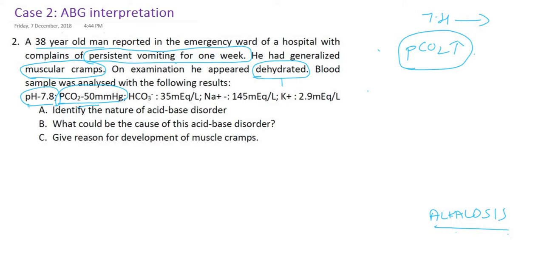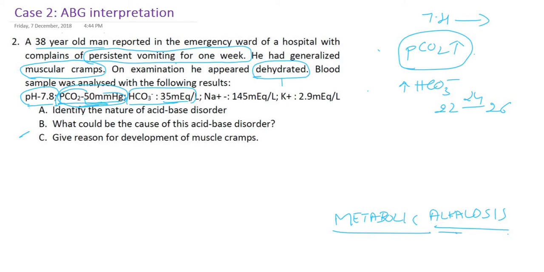We know that if PCO2 is increased and pH is less, then it is respiratory acidosis. But we already wrote alkalosis, and in alkalosis PCO2 would be less. So it is not a respiratory disorder. I will go to the metabolic component. You can see increased bicarbonate. Normally it is 22 to 26, average 24. It is increased. When bicarbonate is increased in alkalosis, definitely it is the metabolic component. I will add the word metabolic. I have made a diagnosis of metabolic alkalosis.